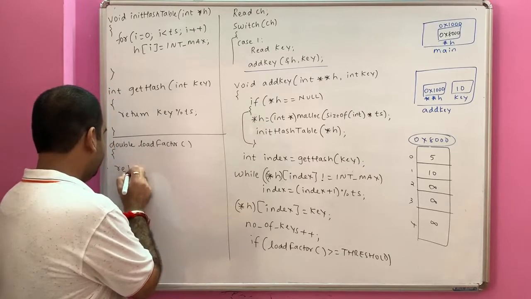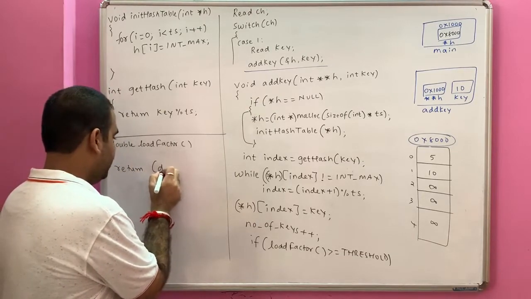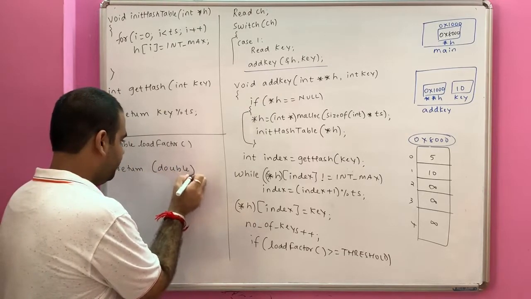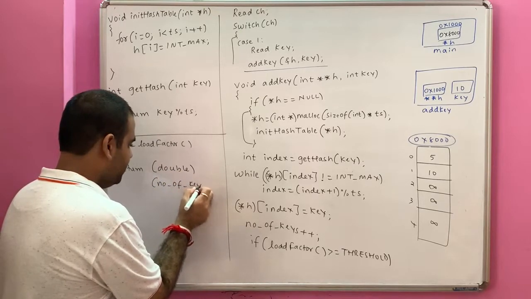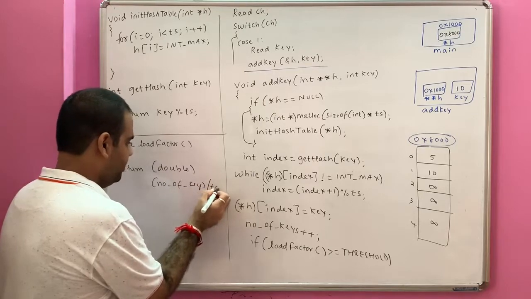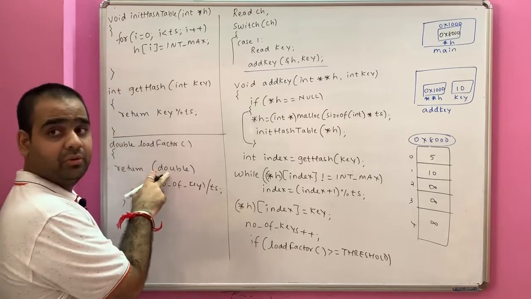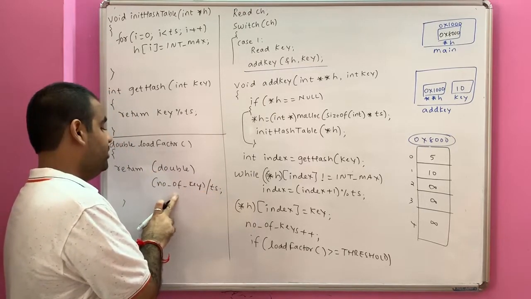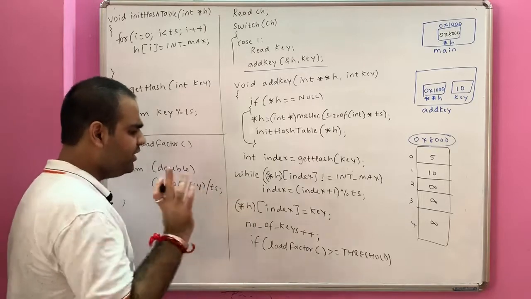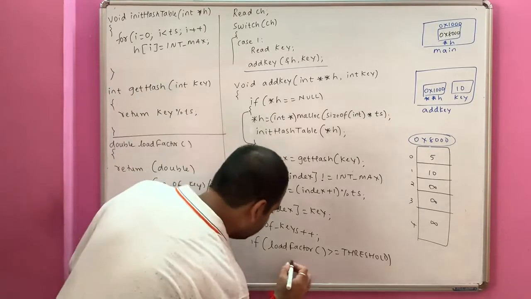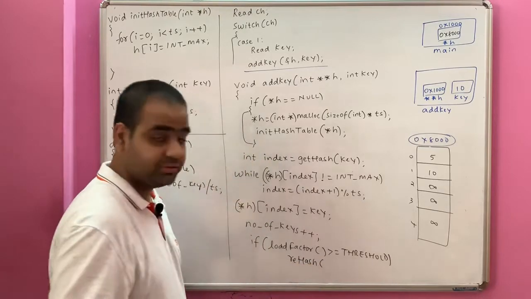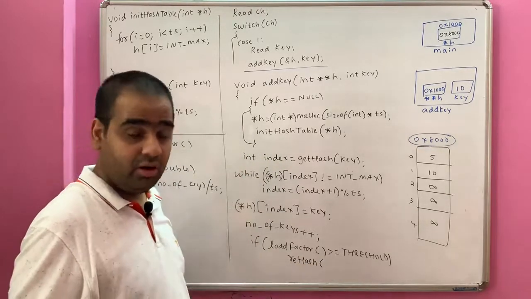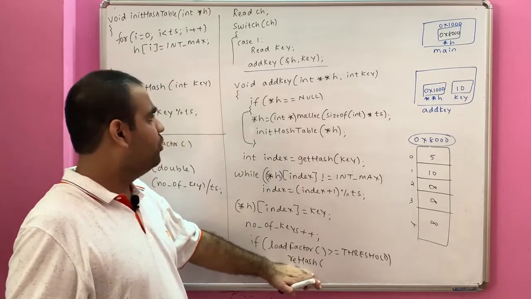Therefore we say return double of number of keys divided by table size. You know why it should be typecasted to double? Because number of keys is integer. If it is greater than or equal to threshold, what we should do? We should rehash it. We will write one function called as rehash. Now what to do in rehash?